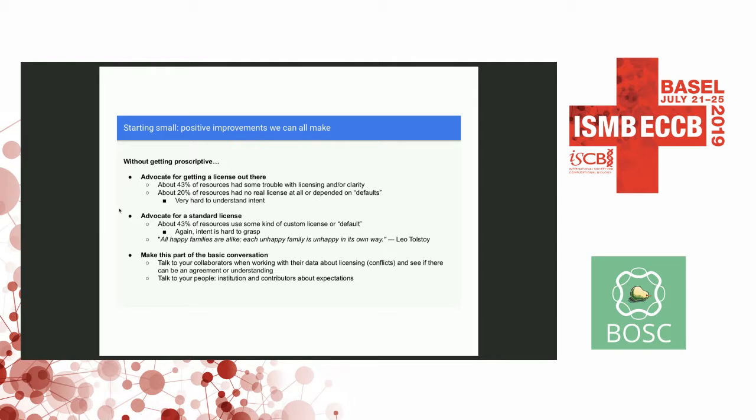And make this part of the basic conversation. So talk to your collaborators, talk to your PIs, talk to the people working under you, and make sure that there's an agreement and understanding about what kind of licensing should be had. And talk to your institution. Your institution probably has a legal department. They're probably pretty friendly, but it's good to have this conversation early and often.